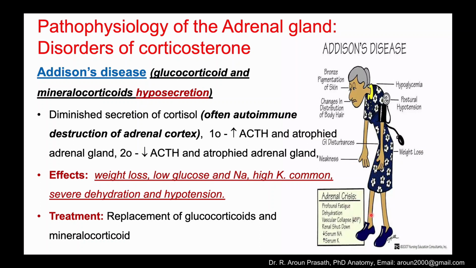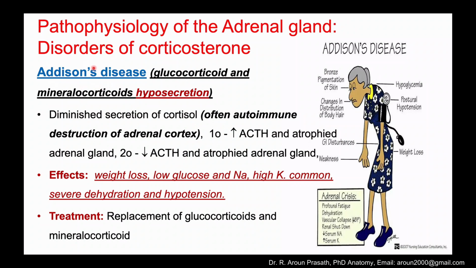Okay, prolonged tiredness will be present, then vascular decrease in BP, then the kidney doesn't function properly, the potassium will be increased and sodium will be decreased. So these are all the effects of decrease in the adrenal cortex level. By replacing the oral glucocorticoid and mineralocorticoids, this progression can be controlled. So that's what we call Addison's disease.